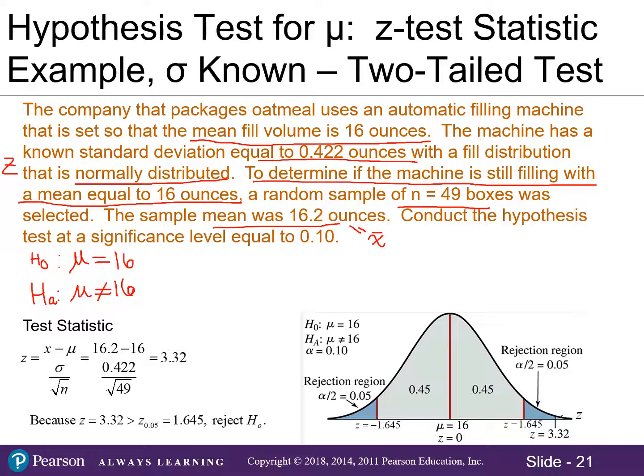So I've got my H0 and my Ha. I can use that then to do my test statistic. So remember, this is always coming from the H0, the statement of equality.